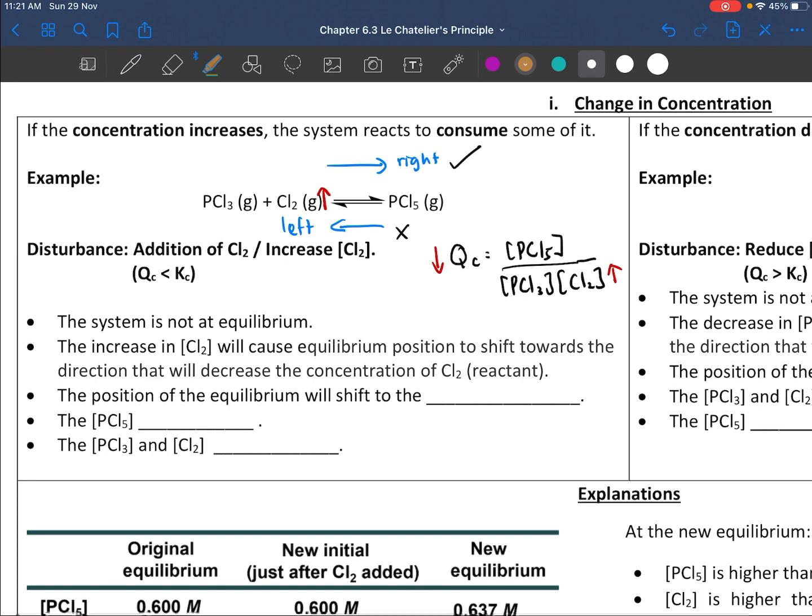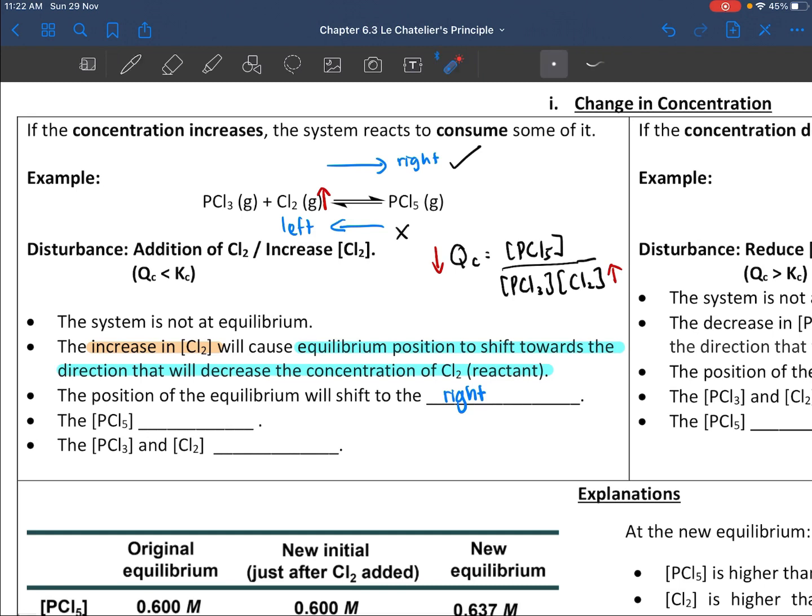Kalau siapa yang masih belum catch up apa yang saya cakap tadi, shift left, shift right tu, dalam Le Chatelier kita nak kurangkan efek gangguan tu. So gangguan tu sekarang adalah increase in Cl2. Bila increase in Cl2, dia akan menyebabkan equilibrium position tu shift towards the direction yang akan decreasekan concentration of Cl2. Kamu fikirlah arah mana yang boleh kurangkan concentration Cl2? Kiri? Tak. The answer is kanan. So the position of the equilibrium will shift to the right. Okay, so ini saya dah explain tadi.